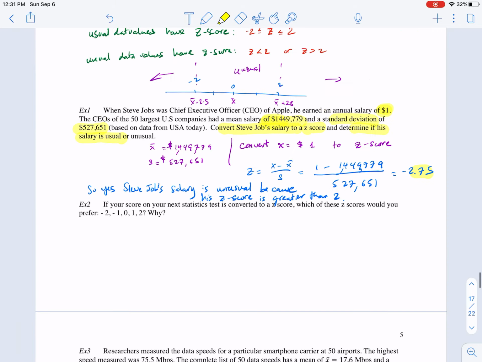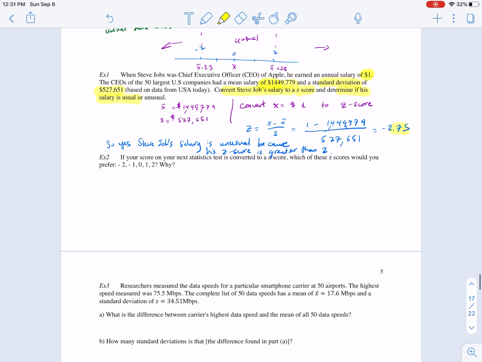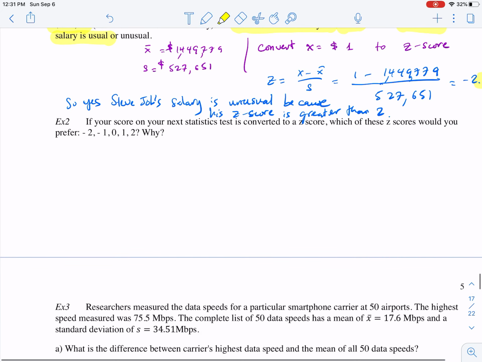Okay, one more example. I'm going to end this first video and I'll do another one. This is saying that if your score on your next statistics test is converted to a Z-score, which of the following Z-scores would you prefer? -2, -1, 0, 1, or 2, and why? Z-score represents the number of standard deviations above or below the mean for a given value x. So which of these scores do we prefer?